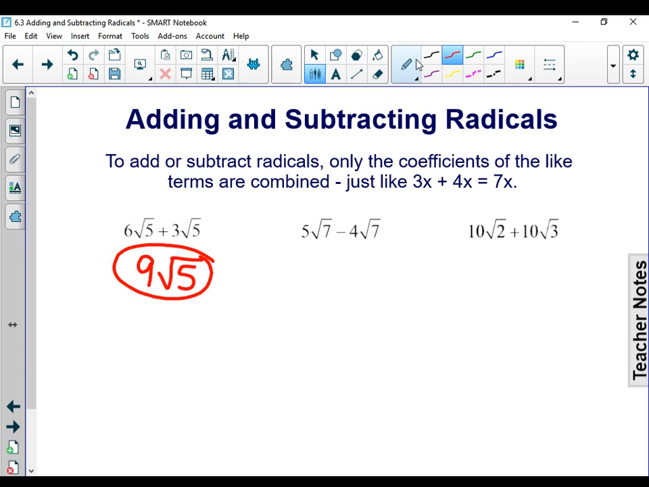Treat the radical as almost like a variable, and you're just going to combine your 6 and your 3. Just like if I had 6x plus 3x. I don't do anything to the x. It just stays x, just like it's just going to stay the square root of 5. Okay? Go ahead and try the next two.